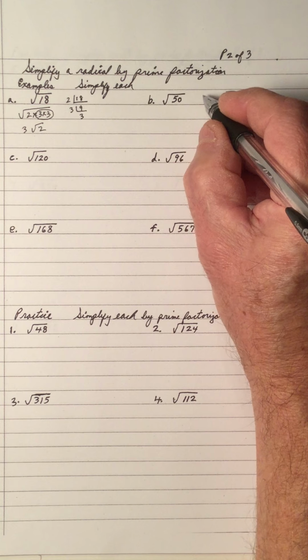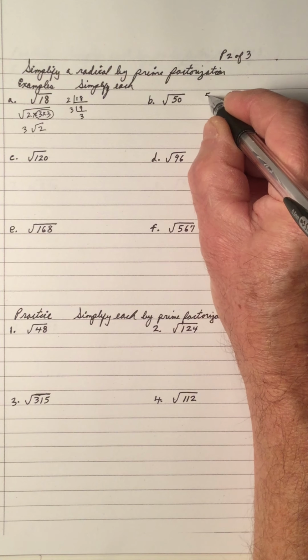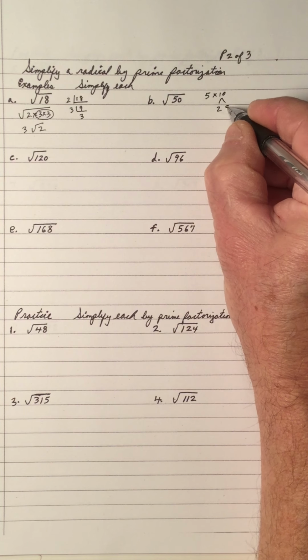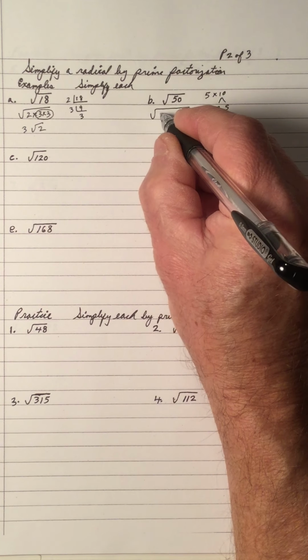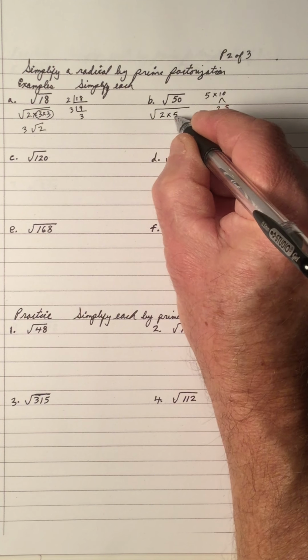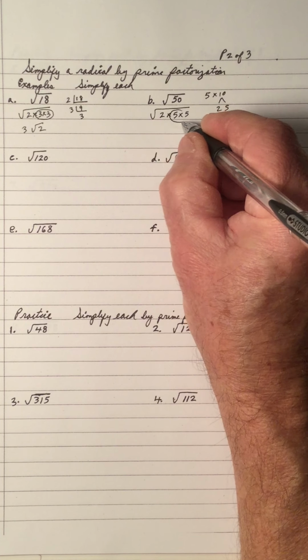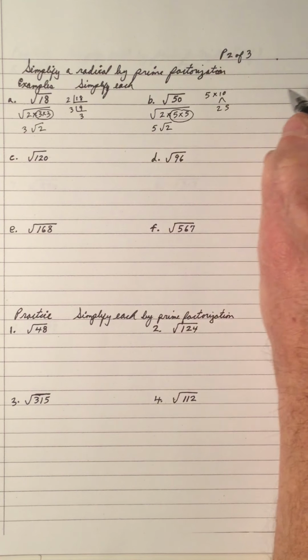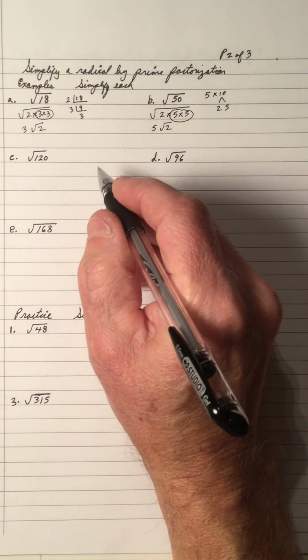Root 50. Another way to do 50 is 5 times 10, and 10 is 2 times 5. When we have all the factors, we put them in ascending order: 2, 5, 5. Notice there are two 5's, so we take a 5 out, and the 2 stays in. So root 50 is 5 root 2.